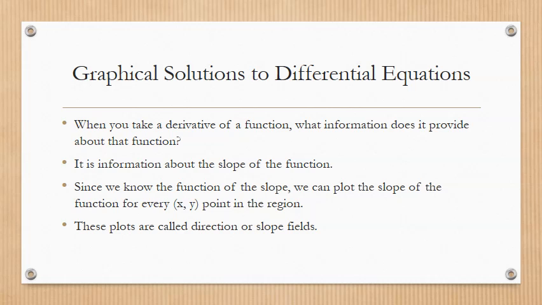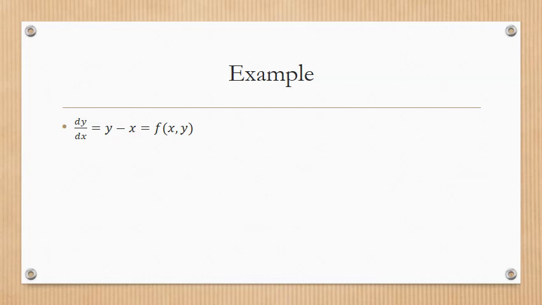So, what do we do? Well, let's take this differential equation here. This right here is the function of the slope. Y minus x tells us how the slope of our solution changes at every x and y point. So if we do that, we can create a grid of points for all these x and y points. In this case, I've just chosen 4 points, and we get these values for our slope.